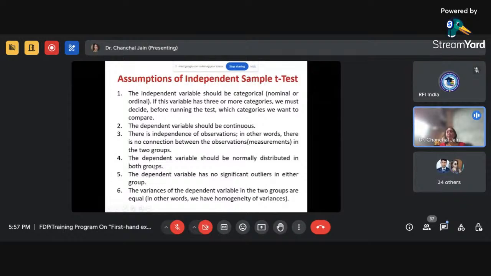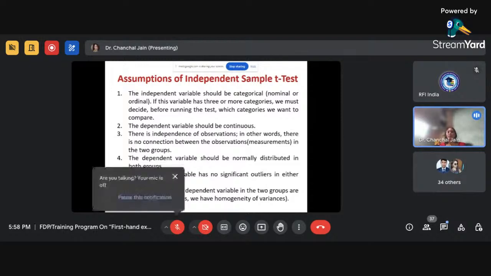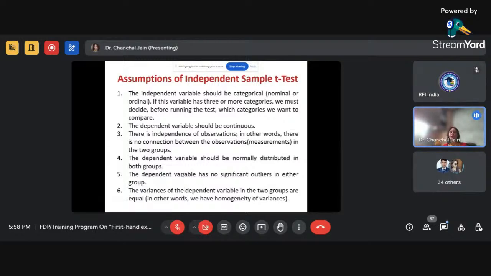The fourth one is that the dependent variable should be normally distributed in both the groups. If I have two groups of my categorical variable, I need to see that my dependent variable is normally distributed in both the groups. I think we will see that in SPSS. Next, the dependent variable has no significant outliers in either group. In both groups, the dependent variable should have no outliers, right?